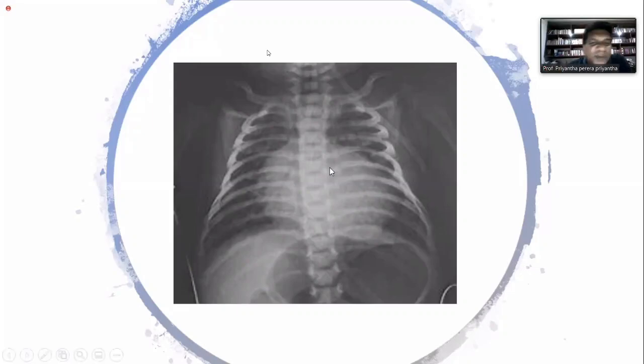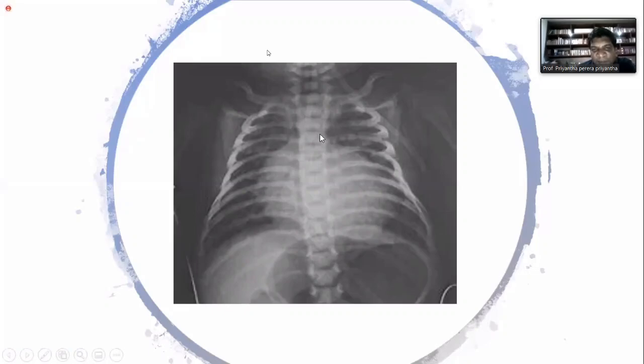This is the X-ray of a newborn, a day 2-old baby who was having cyanosis. What is the diagnosis? Transposition of great arteries. Good. Why is it transposition of great arteries? There's an egg-on-a-string appearance in the heart, sir. Yeah, the egg lying on its side. The heart looks like an egg lying on its side, right? Characteristic feature of transposition of great arteries, and what else?